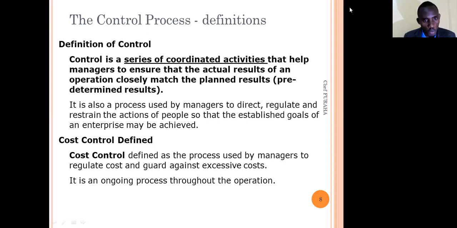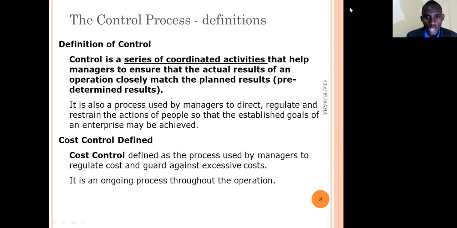So cost control is defined as the process used by managers to regulate cost and guard it against excessive costs. Cost control means we are controlling cost, we are regulating cost, we are guarding it against excessive cost. We are protecting it from going up. That is cost control. So it is an ongoing process throughout the operation.